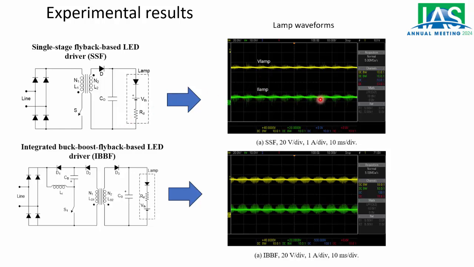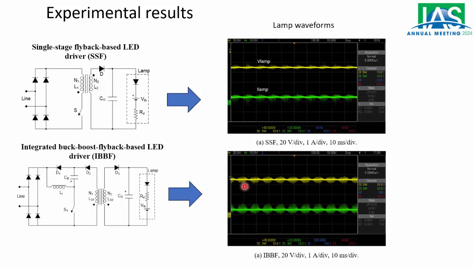This is the current through the lamp. So we can see that the ripple is very small and is satisfying the ripple that was required for this design in order to not have any harmful effect for the user and so on. Everything is explained in the paper.